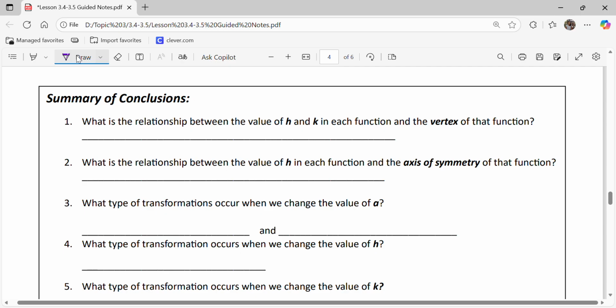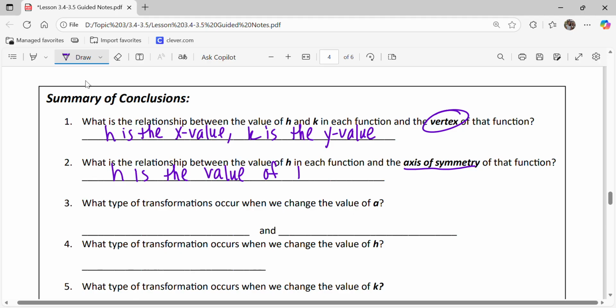So some conclusions here. What is the relationship between the value of h and k in each function and the vertex? H is the x value of your vertex, and k is the y value of your vertex. What is the relationship between h and your axis of symmetry? H is the value of the axis of symmetry. So your vertex is (h, k), and axis of symmetry is x equals whatever h is.